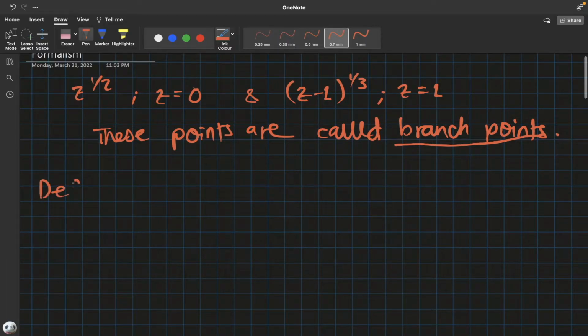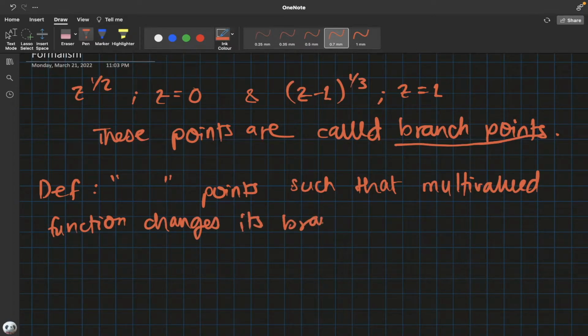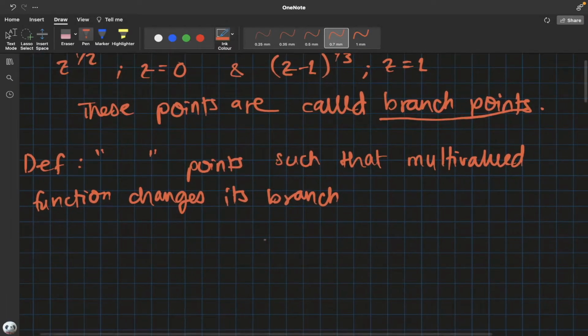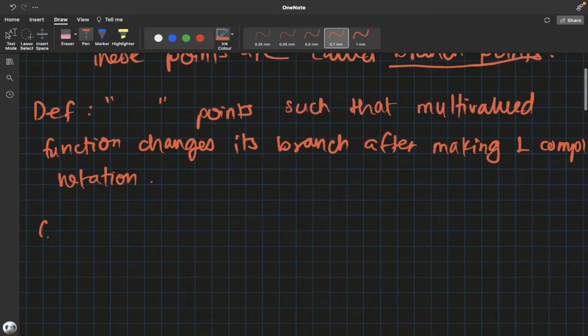And I'm going to define a few things. Definition: branch points are the points such that a multivalued function changes its branch, and branch is the same as the branches of the square root, or the distinct values, after making one complete rotation. So that's the definition.